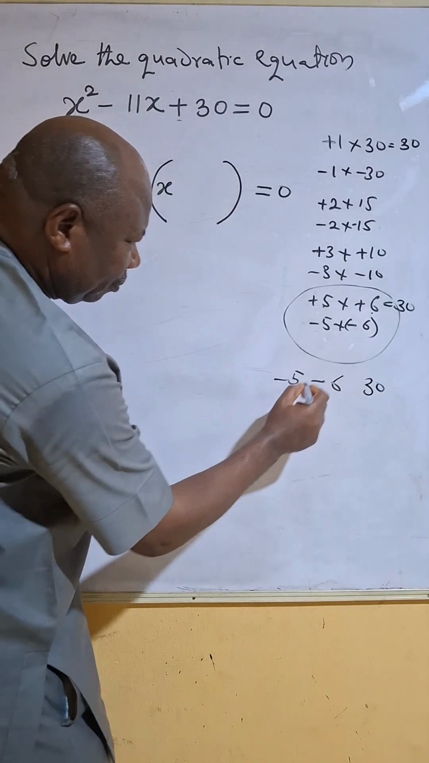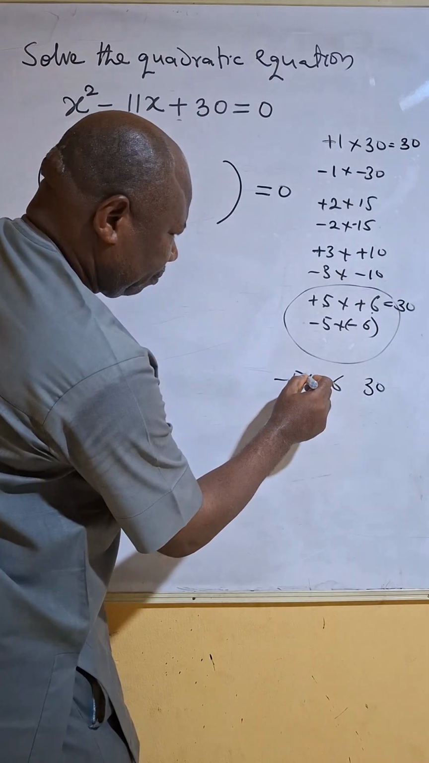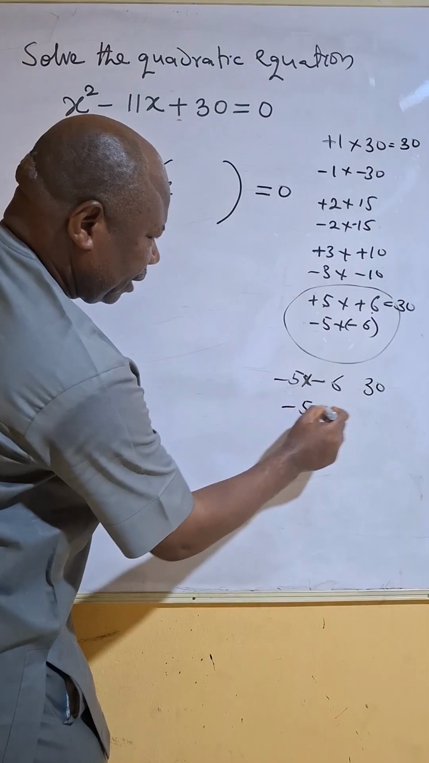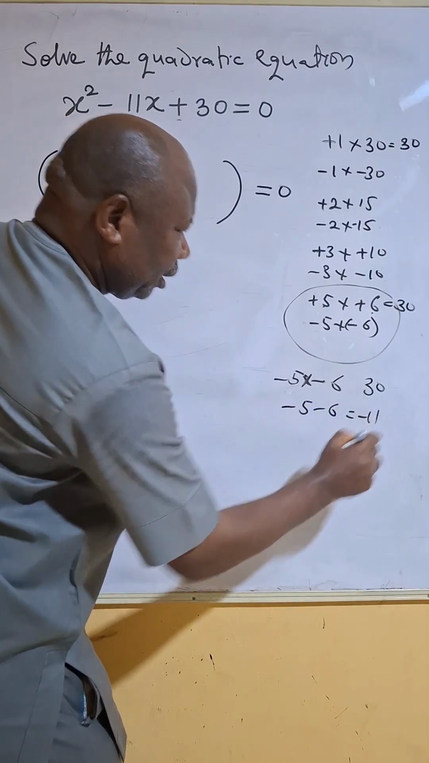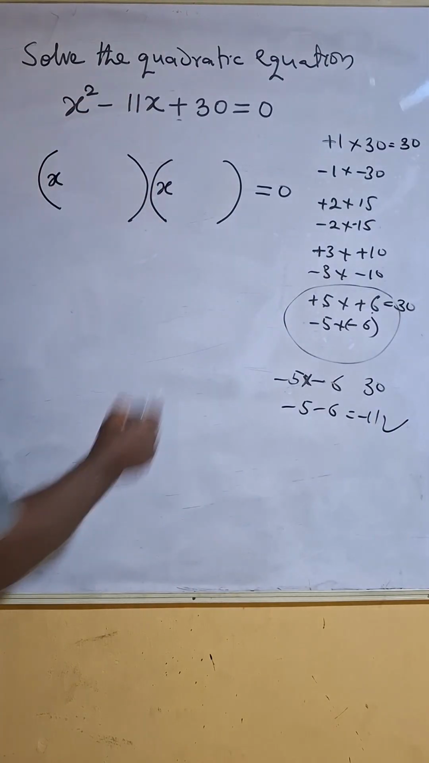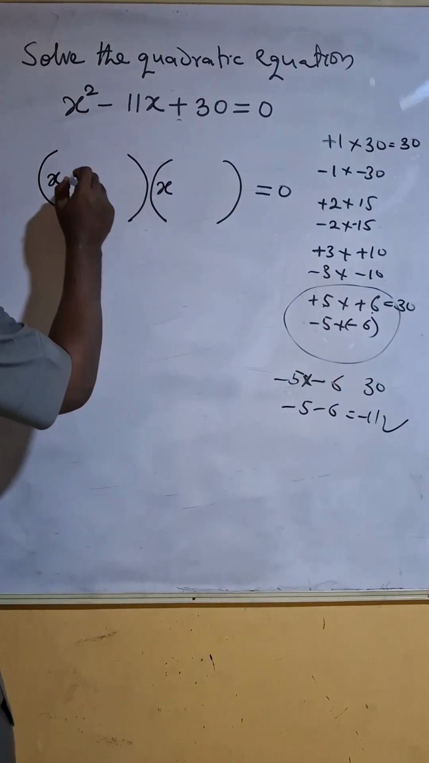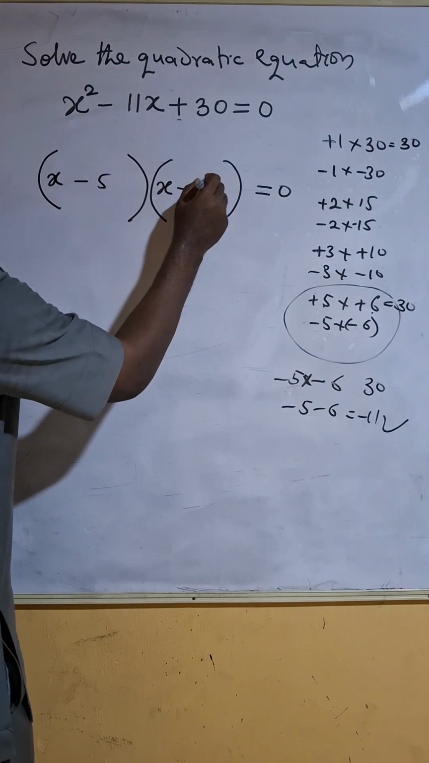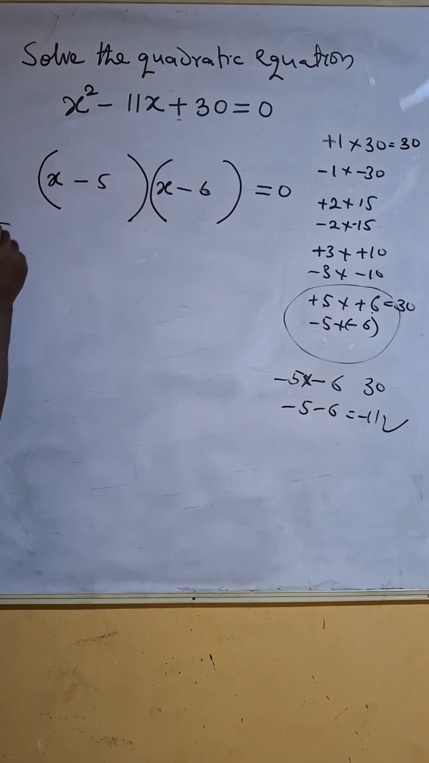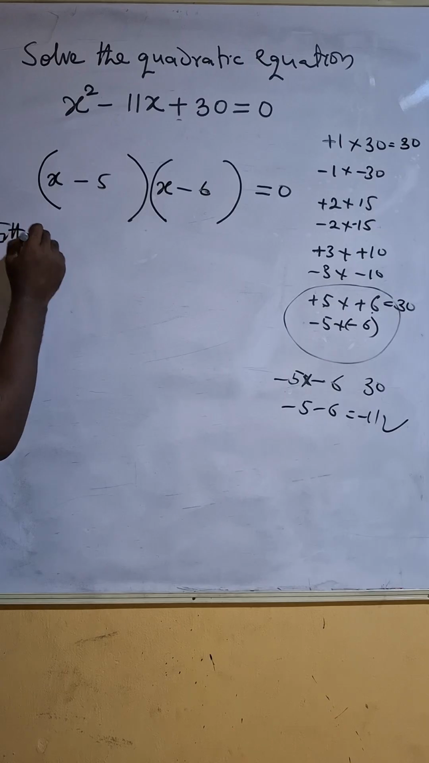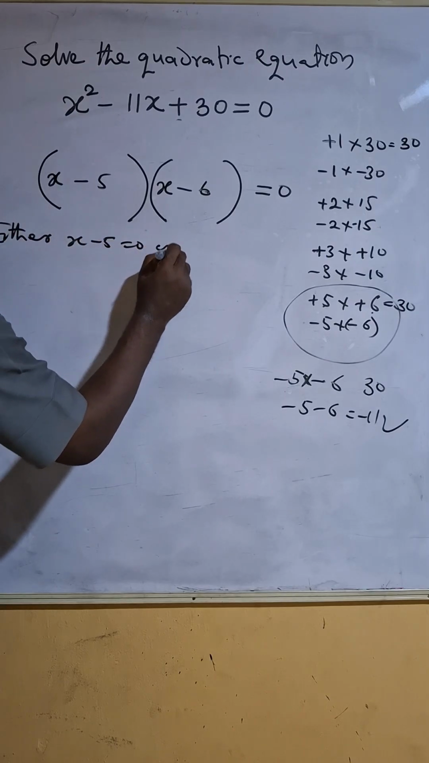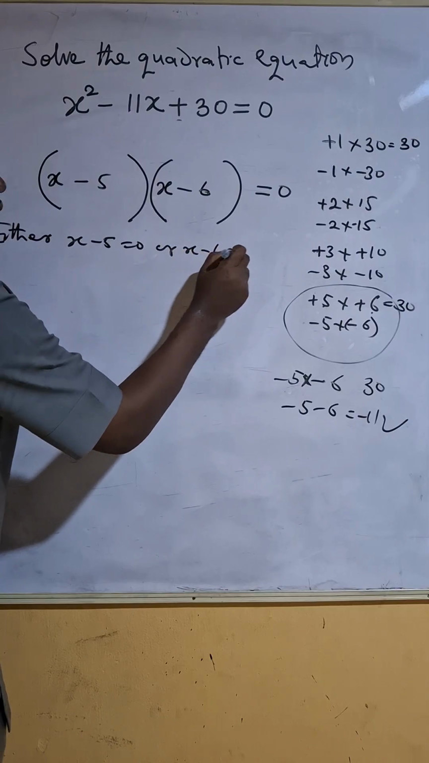And then minus 5 minus 6 will give us minus 11. So this is the one that we are going to choose. So we'll just disperse it: x minus 5, x minus 6. Then you now say either x minus 5 is equal to 0 or x minus 6 is equal to 0.